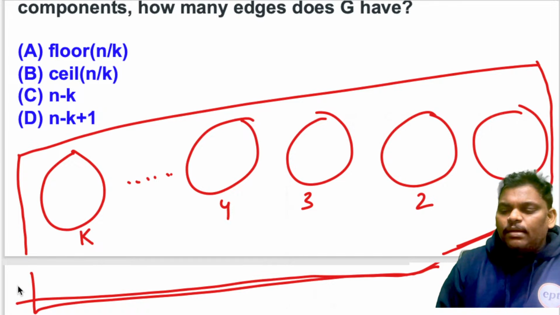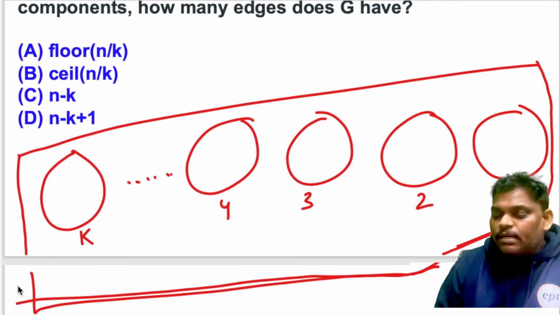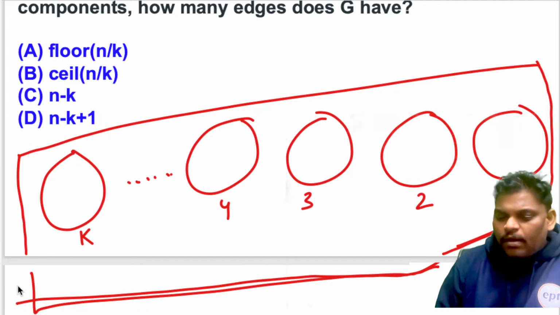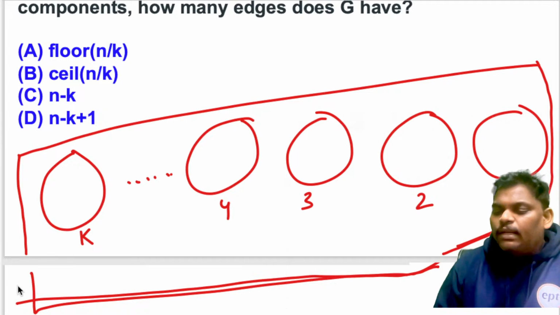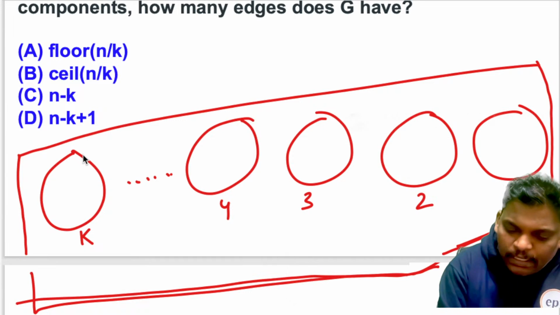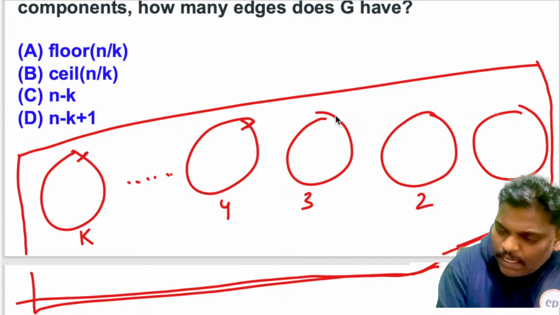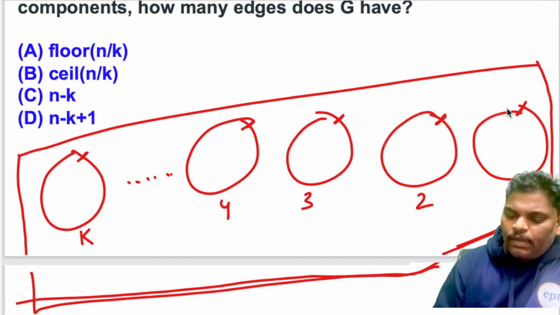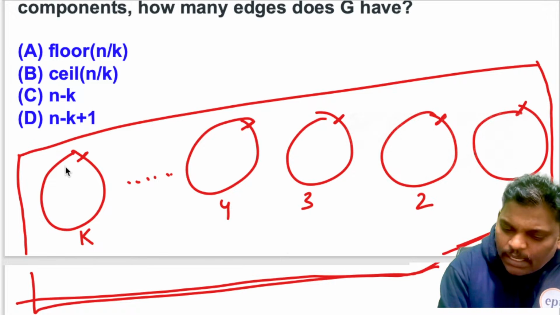Some people are thinking that a disconnected graph is a forest. No, a disconnected graph is not a forest, right? A forest is a disconnected graph where every component is a tree. So remember, it is a tree, and a cycle is not allowed. And let us assume that k components are there.